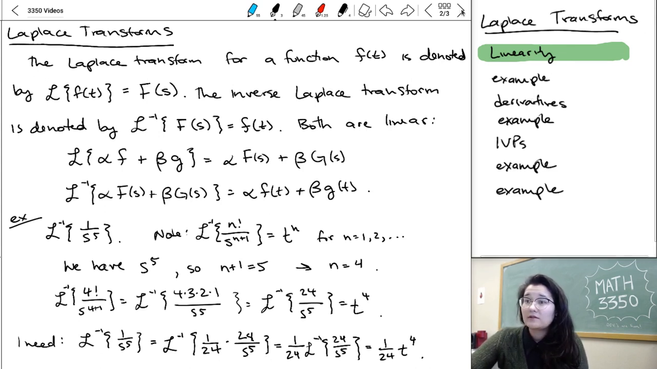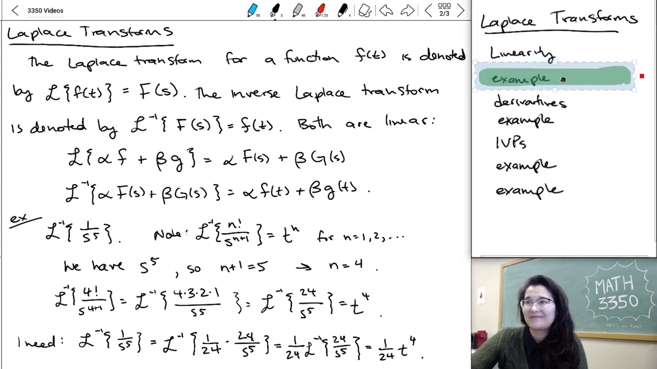We'll go ahead and do... I forgot to move us down to the example portion, but it's fine. I'm going to move us down now because we're going to do another example using the same type of property.